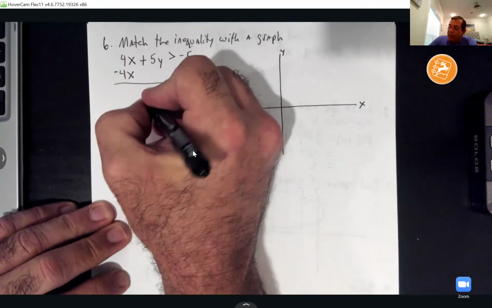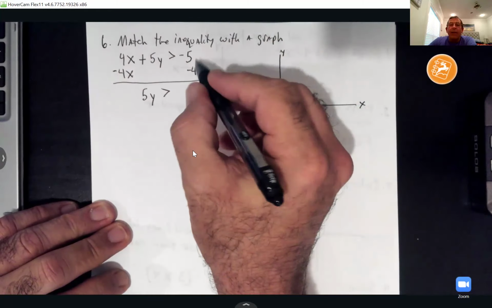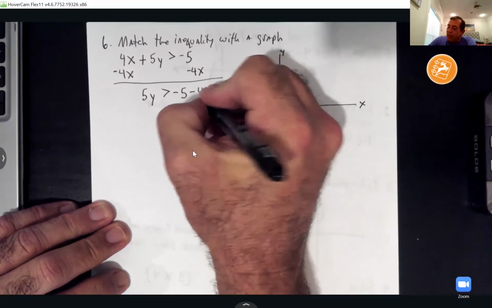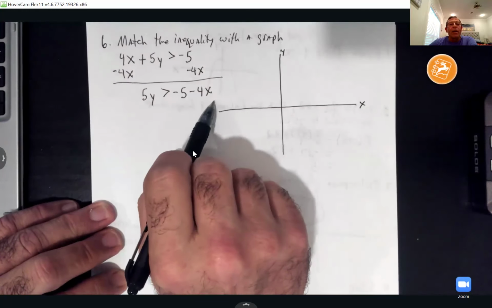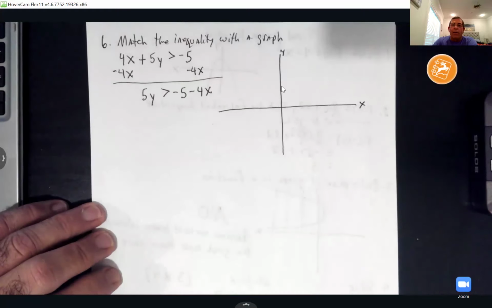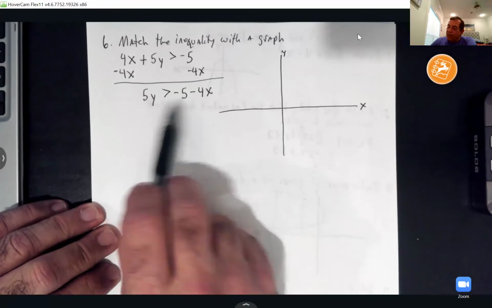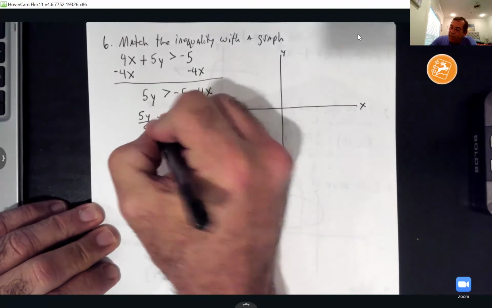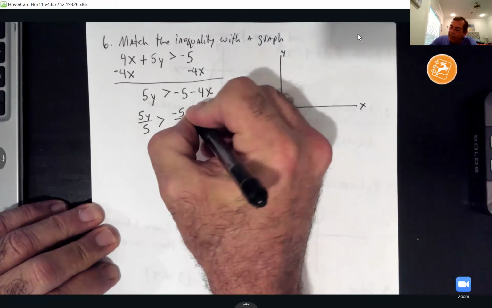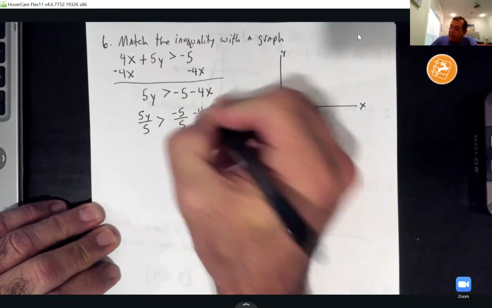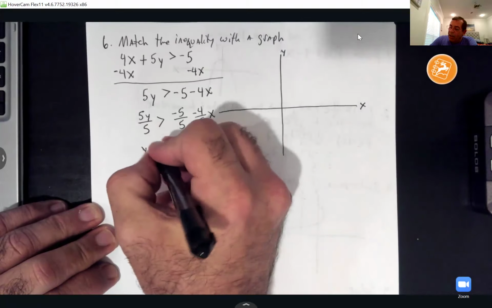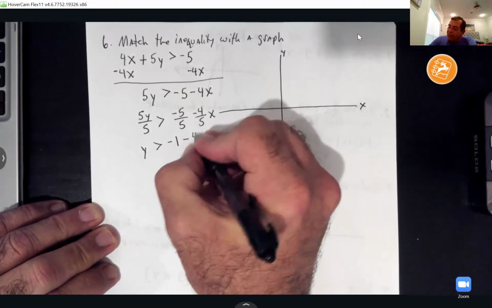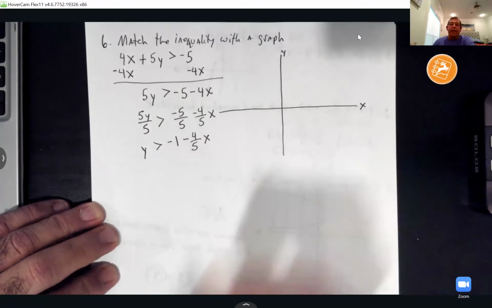So I get my 5y on the left side greater than. Remember, these are not like terms. So I'm just going to put -5 minus 4x. Or you can do -4x minus 5. Either way, okay? Now, we'll divide everybody by 5. So that cancels, and I got my y greater than. That's going to give me a -1 minus the 4/5 x.